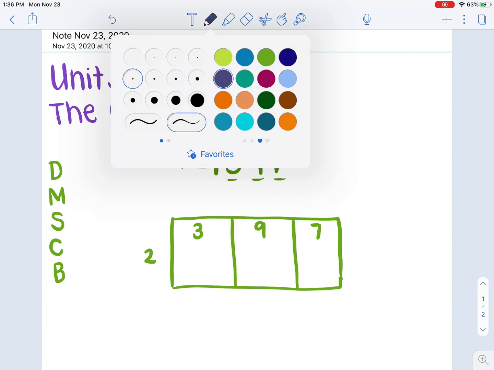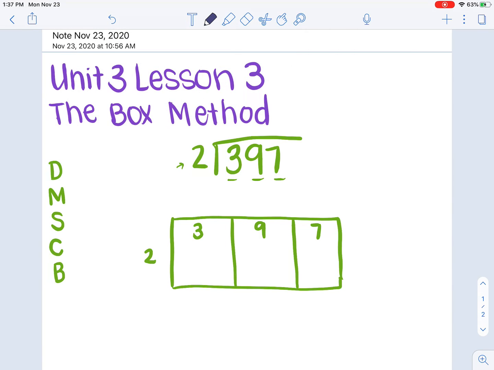Now I'm going to walk through my steps, just like I would in the long division method. First, I'm going to divide. How many times does 2 go into 3 without going over? Well, 2 goes into 3 one time without going over. Then I'm going to multiply. 2 times 1 is 2. Next, I'm going to subtract. 3 minus 2 is 1. Then I'm going to check. Is 1 smaller than 2? Yep, we're good.